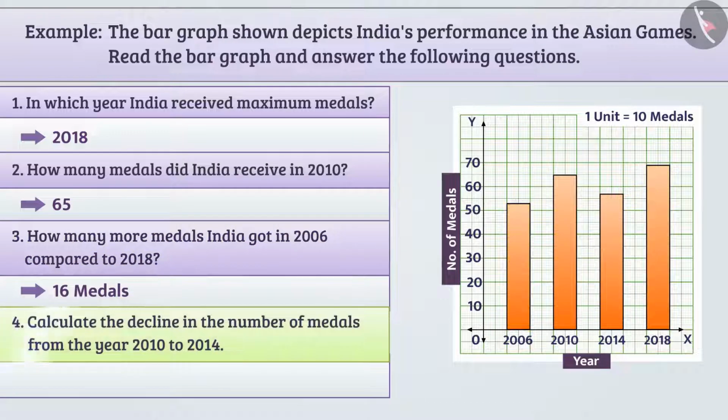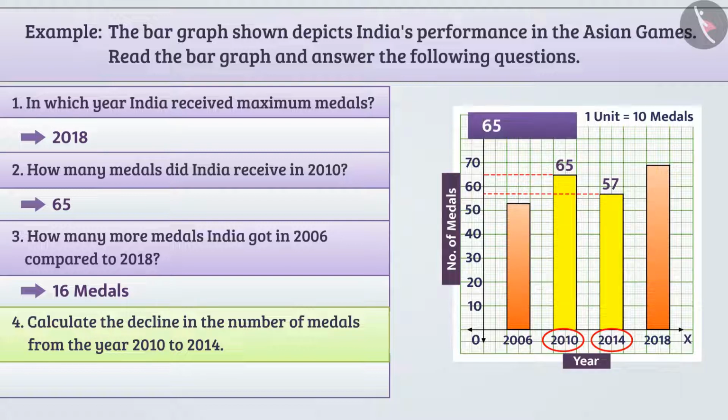Calculate the decline in the number of medals from the year 2010 to 2014. India received 65 medals in 2010, while in 2014, 57 medals were received. In this way, from the year 2010 to 2014, the number of medals has fallen from 65 minus 57 is equal to 8 medals.